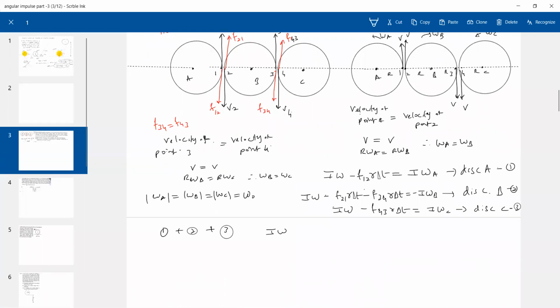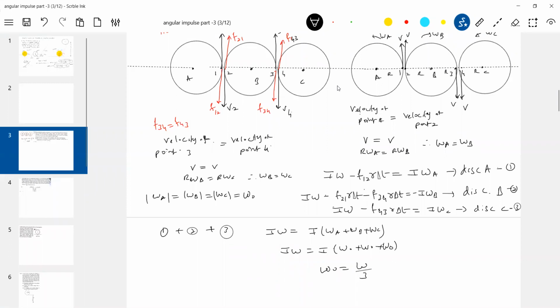Adding this up, I omega is equal to I omega plus omega B plus omega C. So this should be equal to... say I did all the calculations, check once. So what is omega naught? It is omega by 3. This would be the final angular momentum. Okay, now is the angular momentum of an individual disk conserved? No, there the angular impulse is acting. So therefore the angular momentum of none of the disks is conserved.